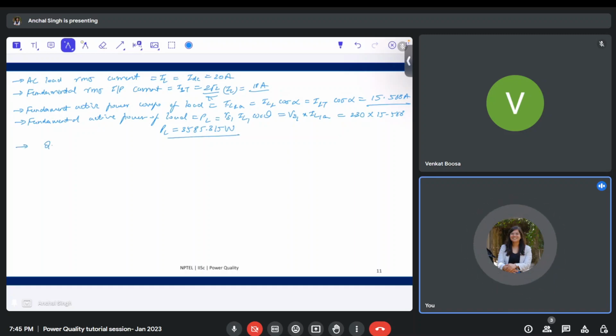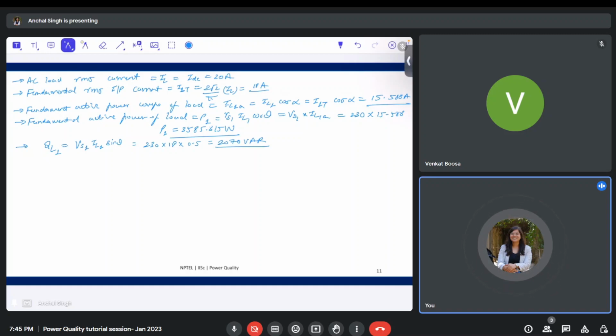Similarly, we can calculate QL because we have to design the passive filter. We have to calculate these things, right? This PL is actually the fundamental component of active power, right? Because we have taken the fundamental component of source voltage, supply voltage, and load current, right? So this is fundamental component of the reactive power. Also, this is again Vs1 IL1 into sine theta. So this can be calculated as 230 into 18 into sine theta, which is 0.5 in our case. This will come out to be 2070 watts. So this is the Q value.